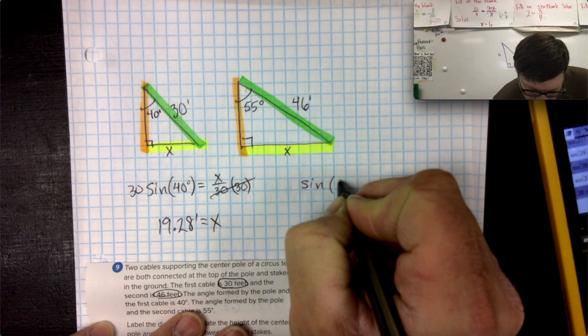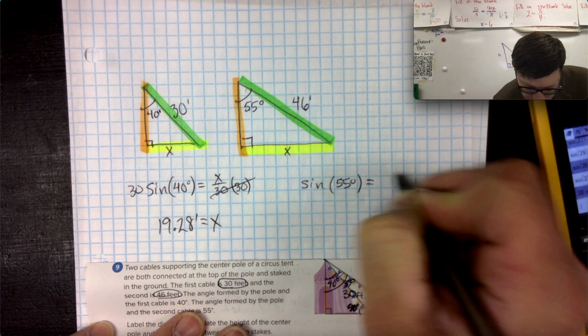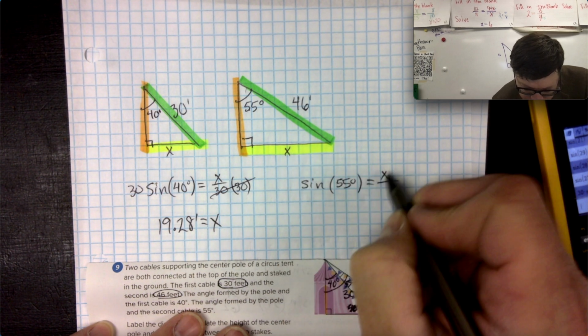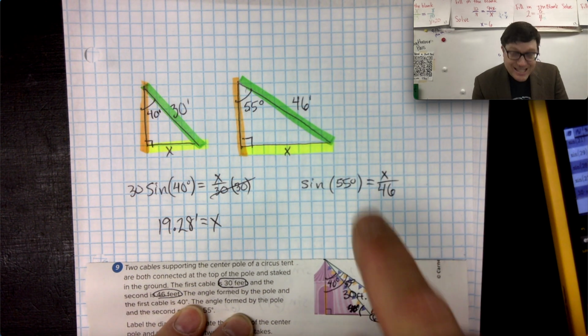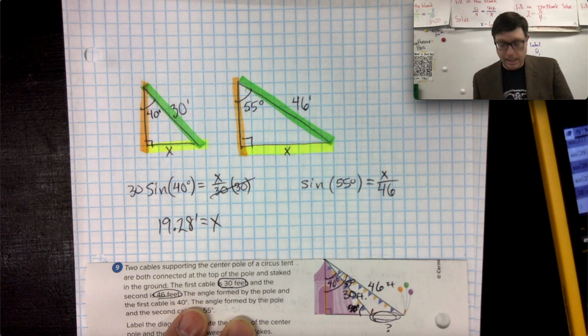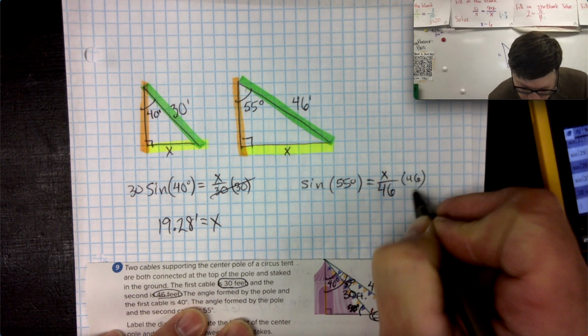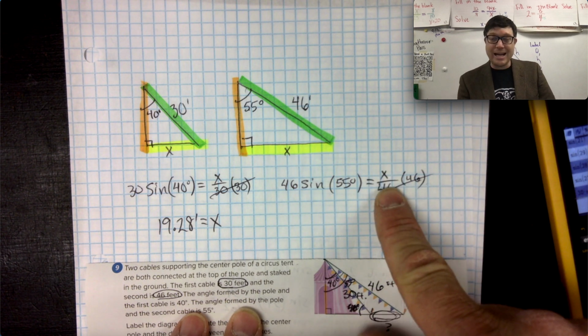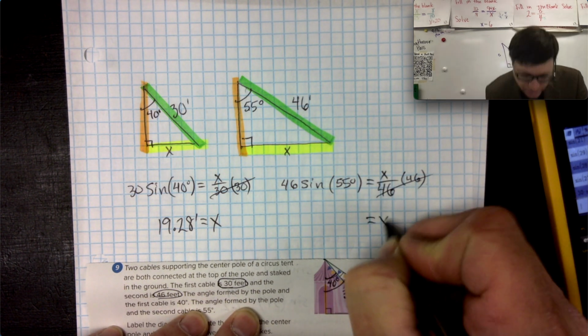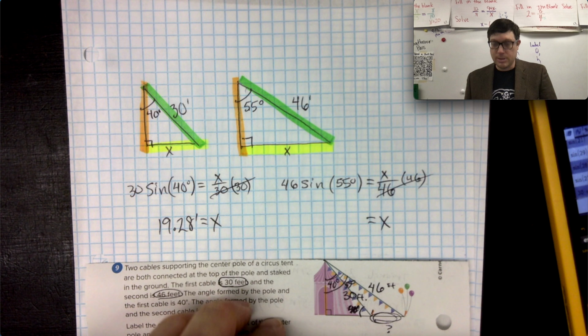Sine of 55 degrees equals x, the opposite side, divided by the hypotenuse, 46. This is the sine ratio. Now, multiplying both sides by 46 helps us isolate x. And now, this line, that x, has been solved for.